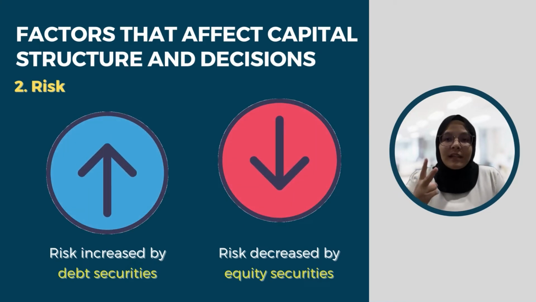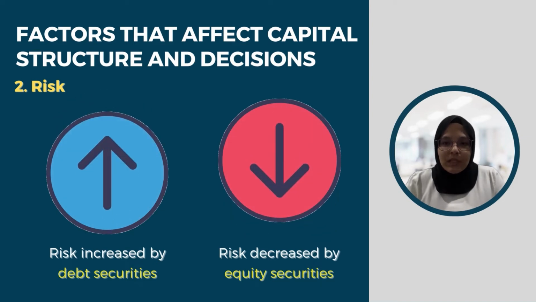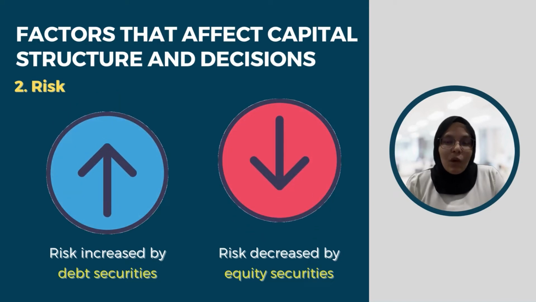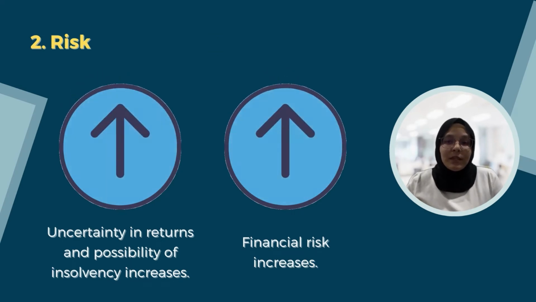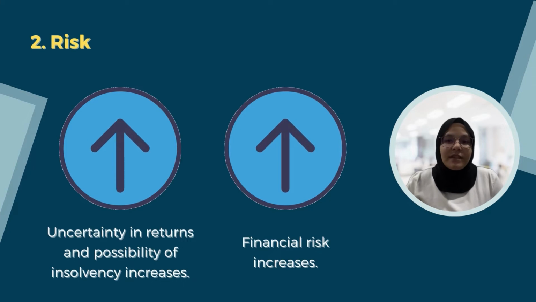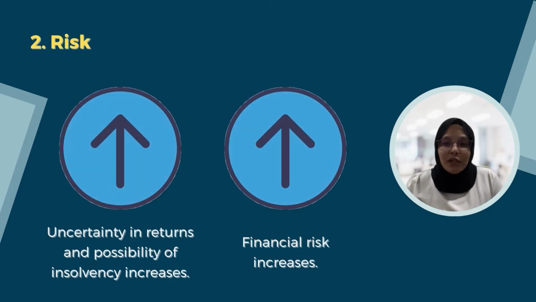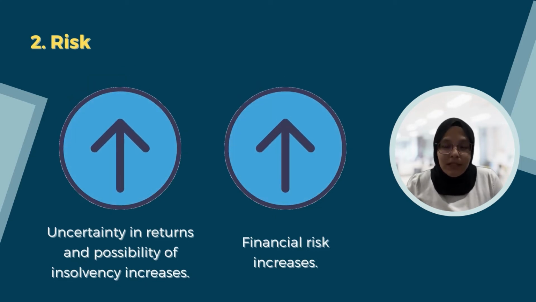Furthermore, the second factor that influences the capital structure would be the risk of a company in undertaking debt securities and equity securities. Generally speaking, the risk is increased by debt securities while it is decreased by equity securities. Financial risk is the term referring to the risk associated with using leverage concerning the fixed repayment of principal periodically. Therefore, the utilization of debt increases financial risk due to the increased uncertainty in shareholders' returns and the possibility of insolvency.